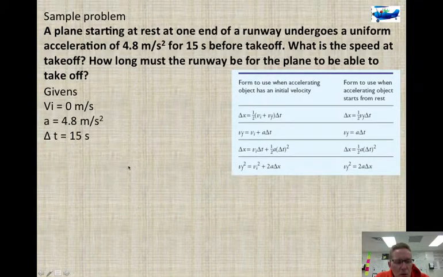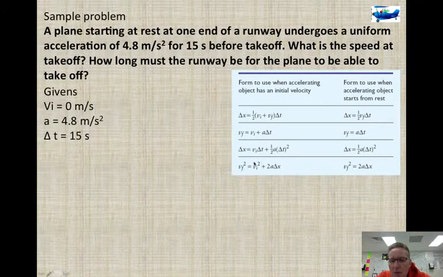We have our givens identified. We have a VI of 0 meters per second, an acceleration of 4.8 meters per second squared, and a time of 15 seconds. And we want to know how fast it's going to be going at takeoff. In other words, what is the final velocity?